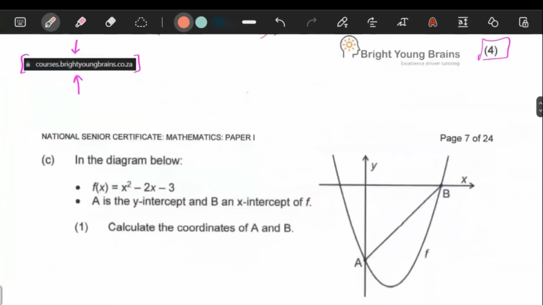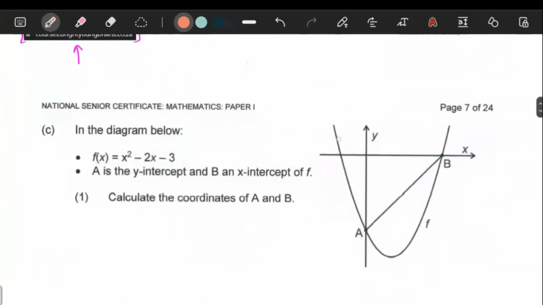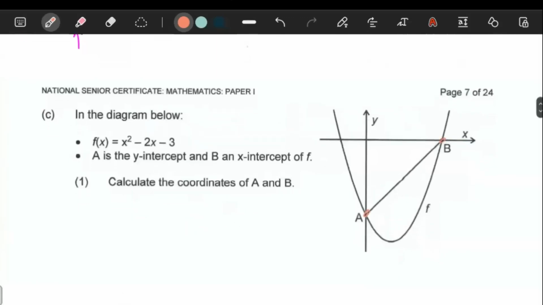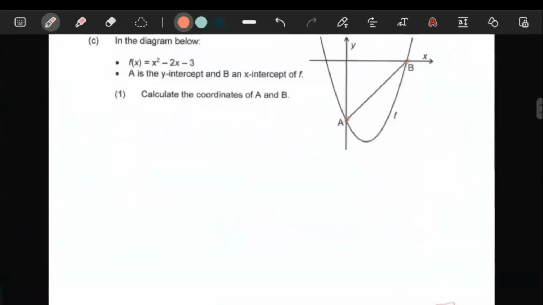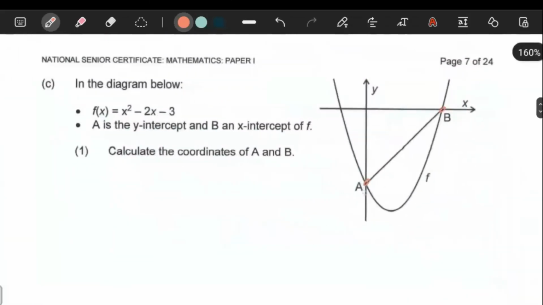Let's see here now. It says, in the diagram below, you have a parabola. And they say here, A is the y-intercept, and B is the x-intercept. Calculate the coordinates of A and B. You see, the one thing I'm always checking before we start is the mark allocation. So fortunately, A and B, it's just the y-intercept, x-intercept. So easy marks there.